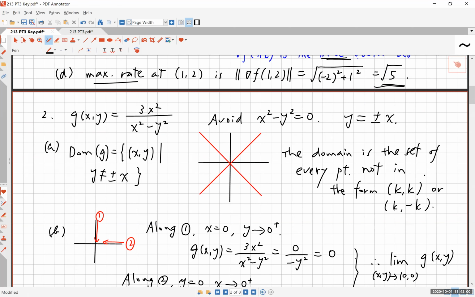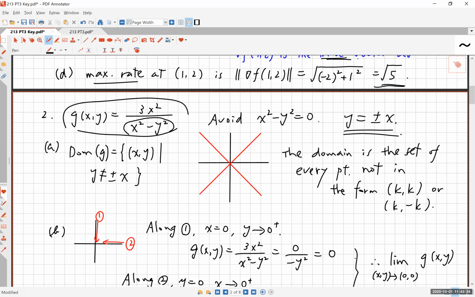All right, number 2, G is this function. And we are to answer each of the following questions. Part A, what is the domain in your own words? Here is what we call a rational function. You have a polynomial over a polynomial. Because you want to avoid the 0 denominator, what you do not want is y squared to be equal to x squared. So you want to avoid that, and these are the points that you need to avoid.